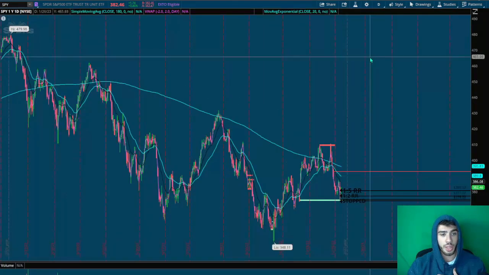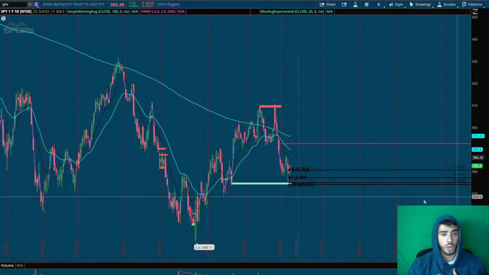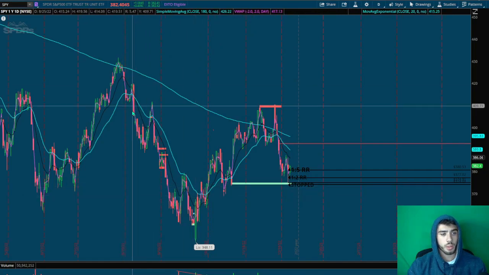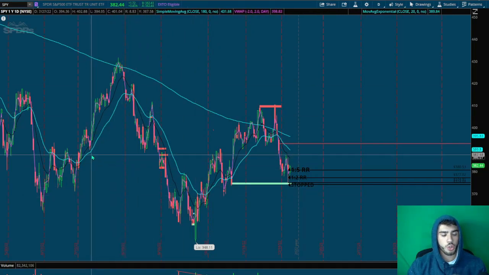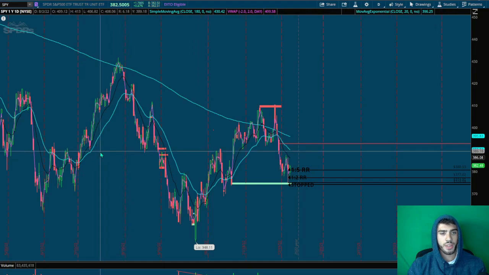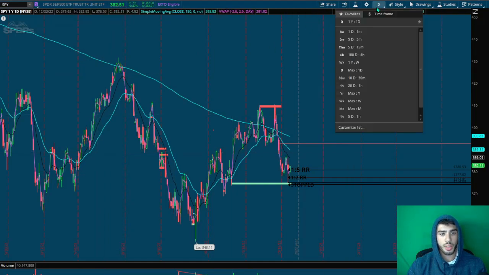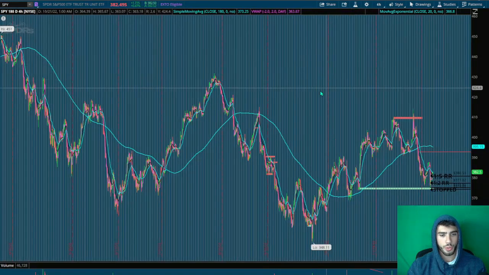First, I start on the daily, and I identify zones, right? I go look for significant points. However, the market has been extremely choppy, and it's very hard to identify exact zones. So now let's dial in a little bit closer. Let's go to the 4-hour.